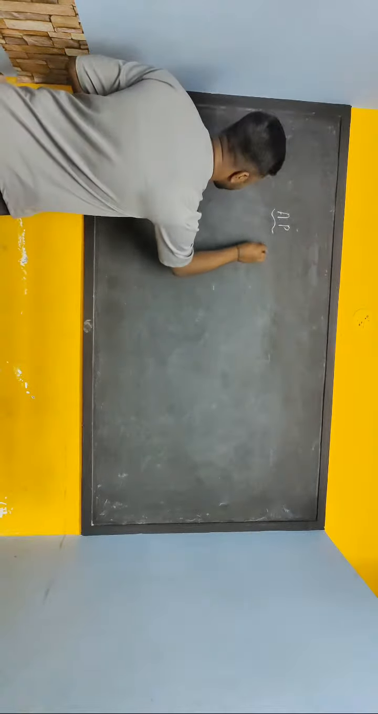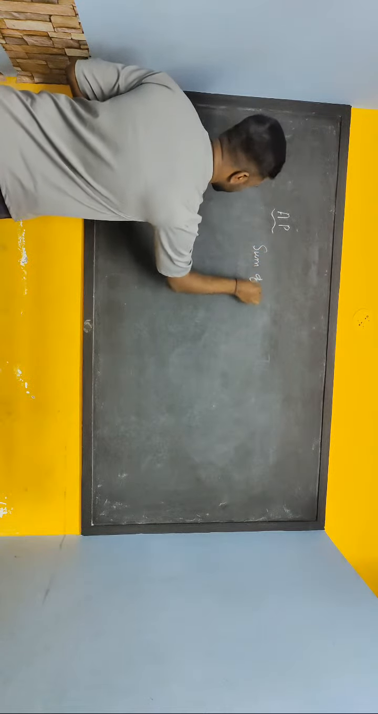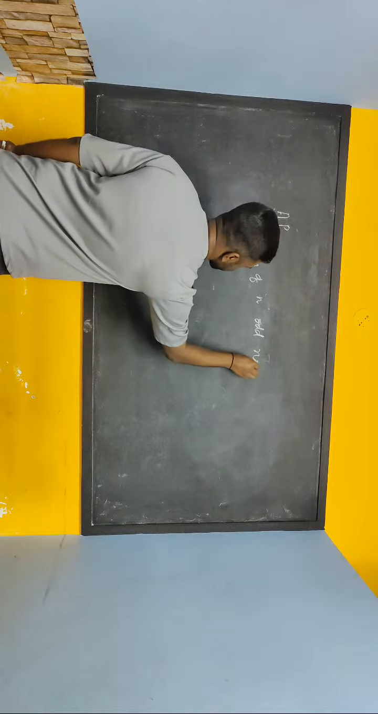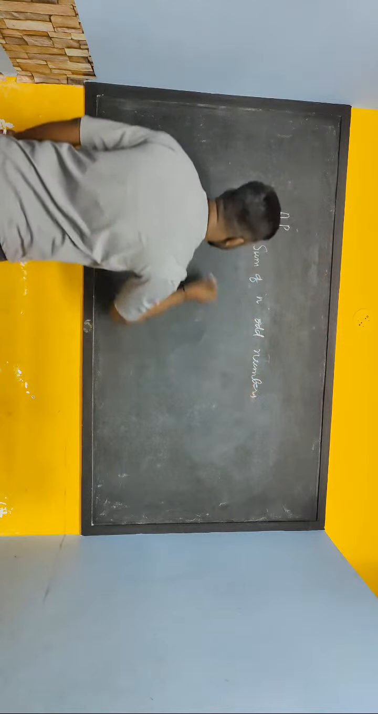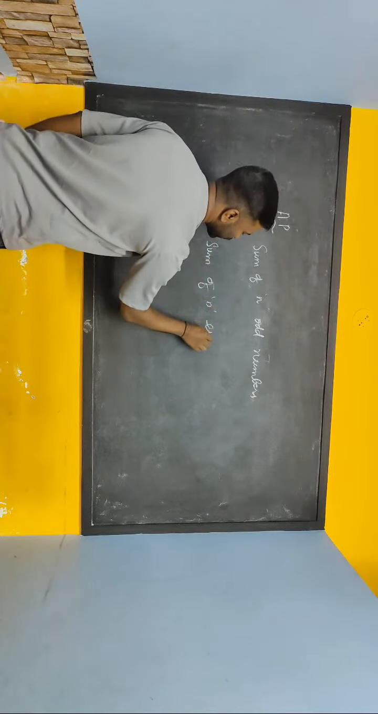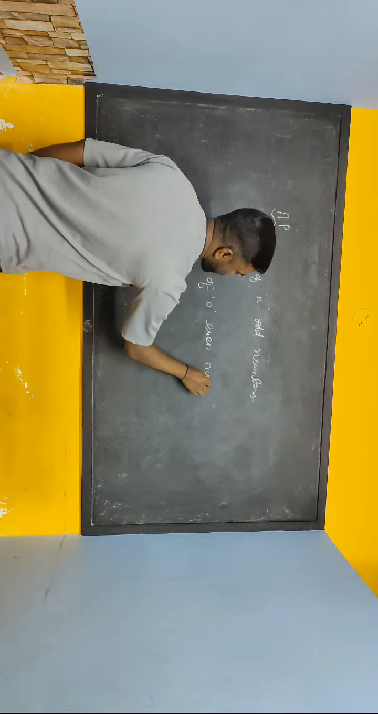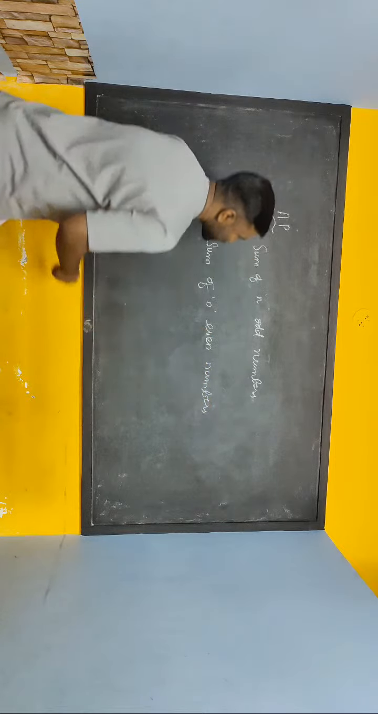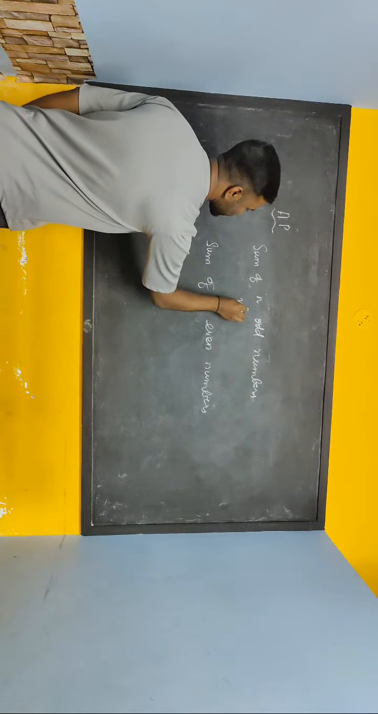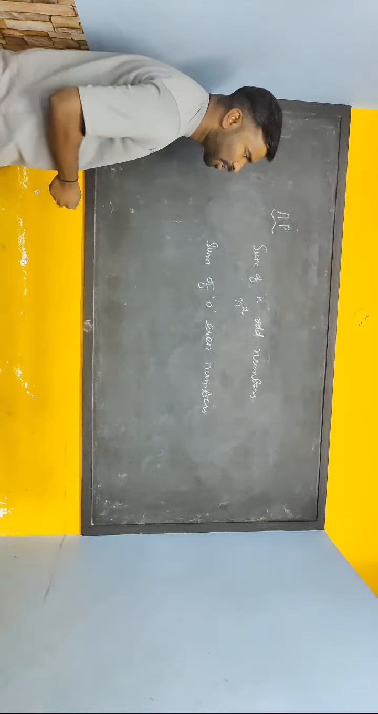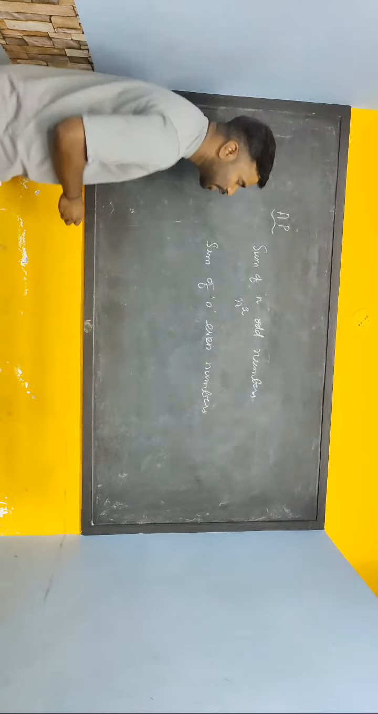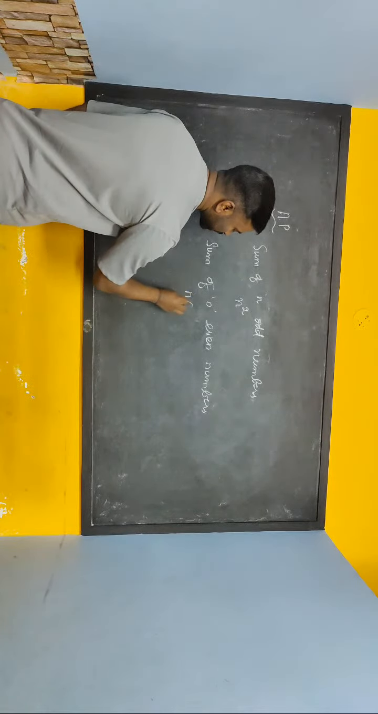Now, sum of n odd numbers. The same way, sum of n even numbers. Sum of n odd numbers is given by n square. Sum of n odd numbers is what? N square. The sum of n even numbers is n into n plus 1.